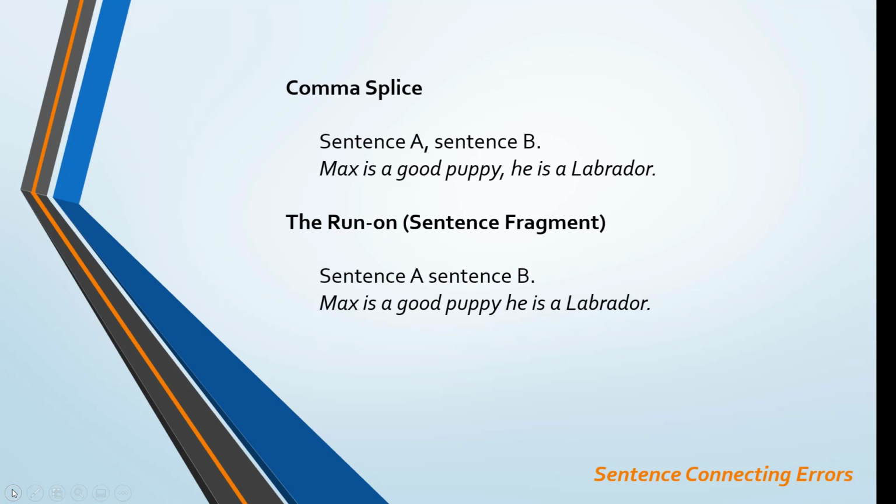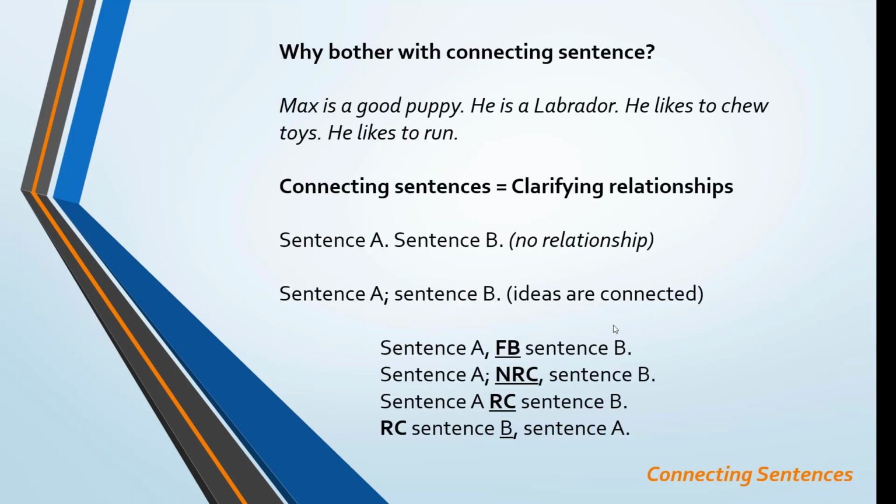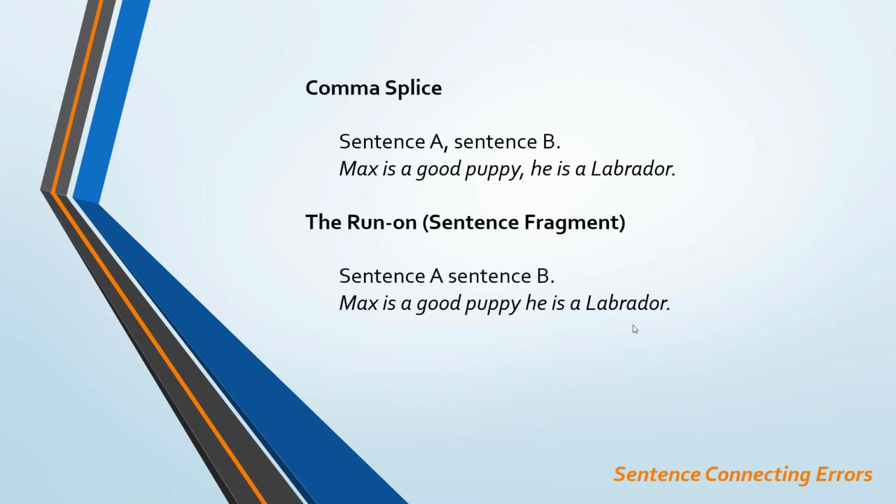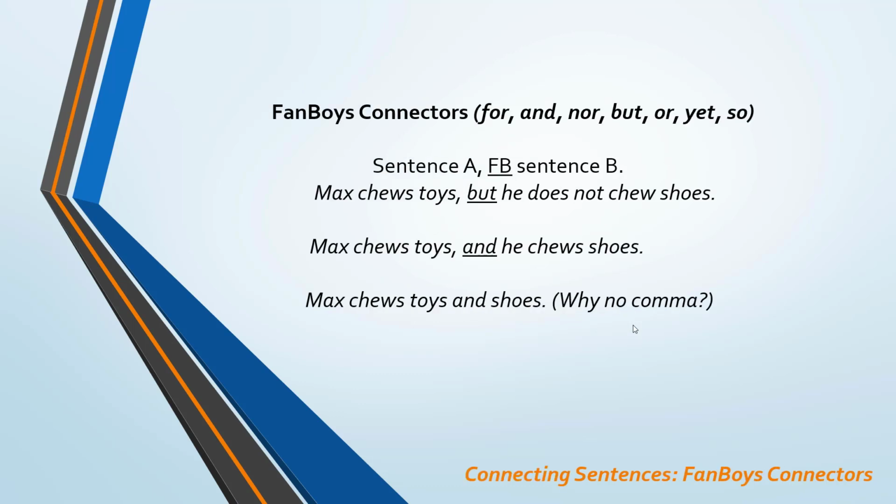The second one is a little bit more serious error, and that is the run-on sentence. It is also called a fused sentence, not a sentence fragment, as the slide says. And that is where you literally ram sentence A into sentence B. And so we say, Max is a good puppy, he is a Labrador. What? There's no pause there. You'll notice that there are commas in 3 of the 4 correct connections. That's why the comma splices are such a common problem. And the run-on or the fused sentence is less of one. So let's talk about the right ways to do this.